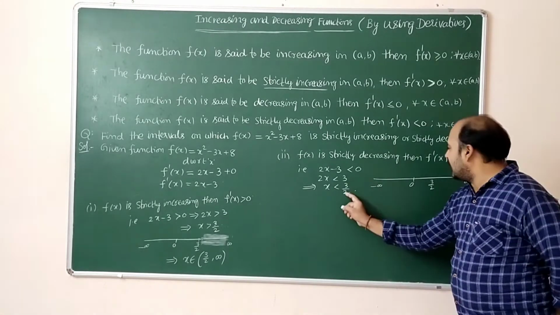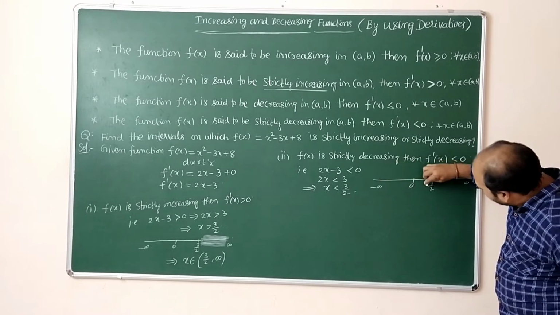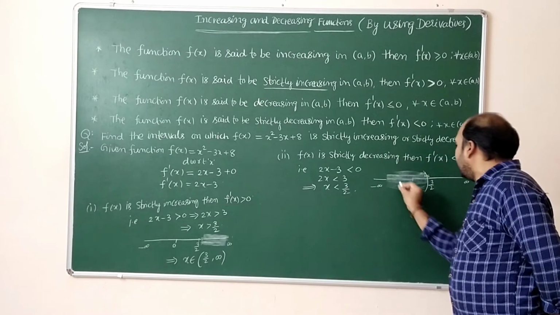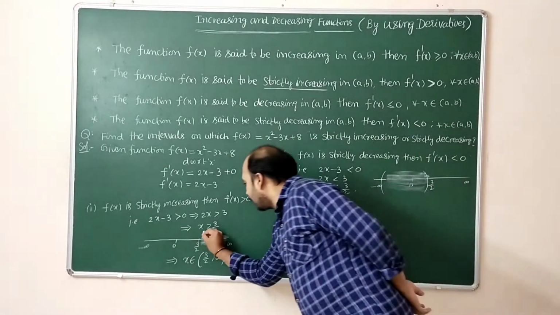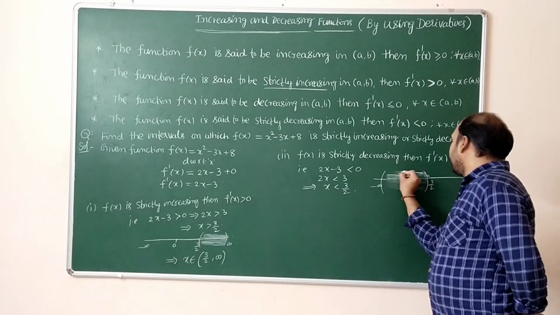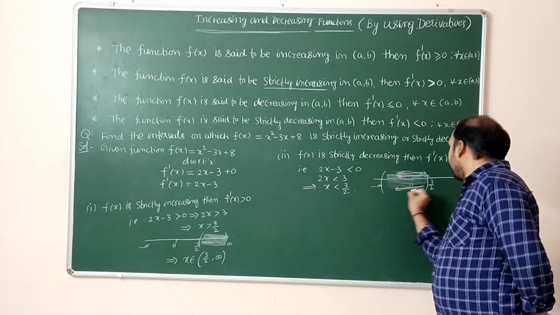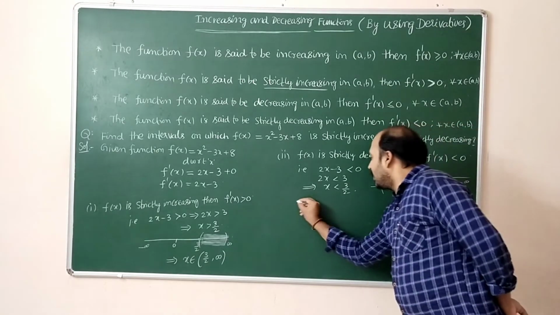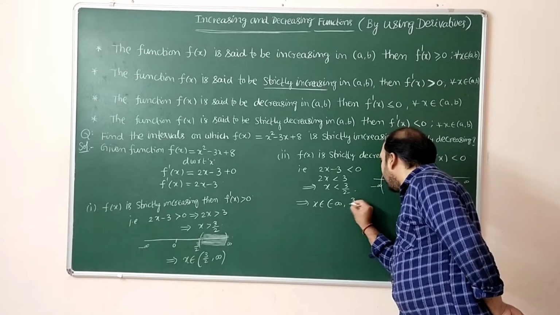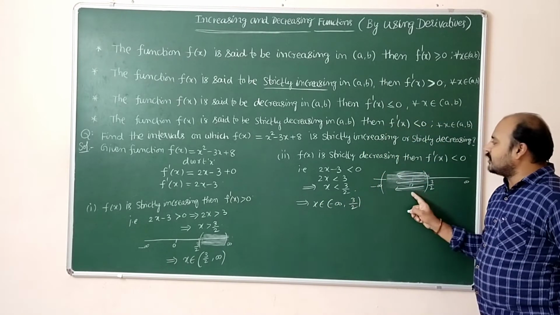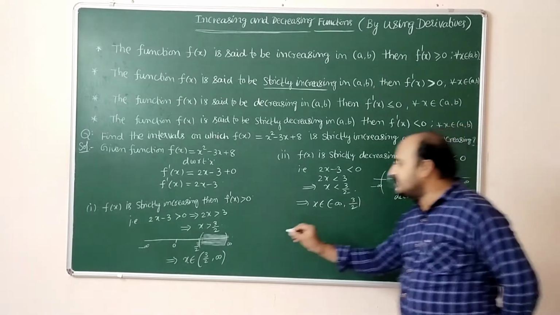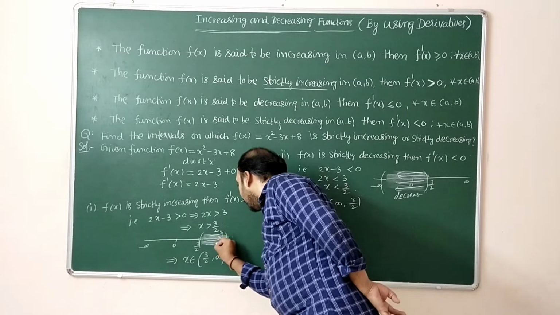So x is less than 3 by 2, that means from here to here, this information will come. So from here to here it is increasing, from here to here it is decreasing. So that implies x belongs to the open interval of minus infinity comma 3 by 2. In this interval the function is strictly decreasing. In this interval it is increasing.